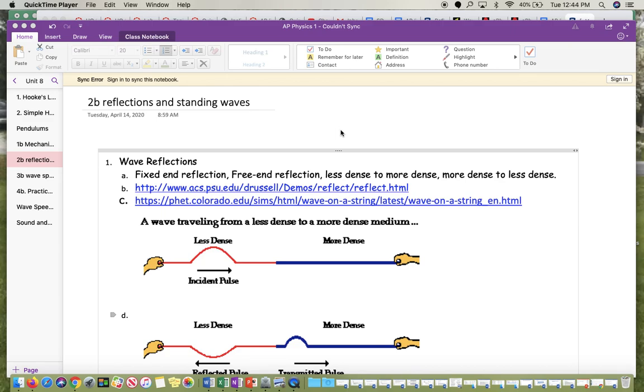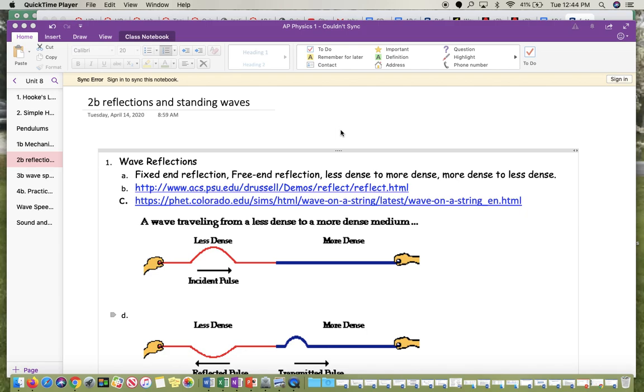All right, so the next topic is on how waves, we've talked about how waves propagate and just being a vibration. Right now we're just going to stay focused on waves on a string for the next few days, and then we'll get into other types of mechanical waves after that. But when we have waves that are propagating along and then they encounter a boundary, we're going to have a reflection that occurs off of that boundary.